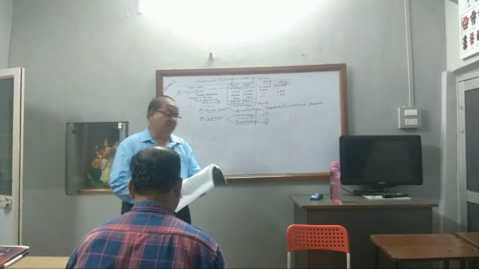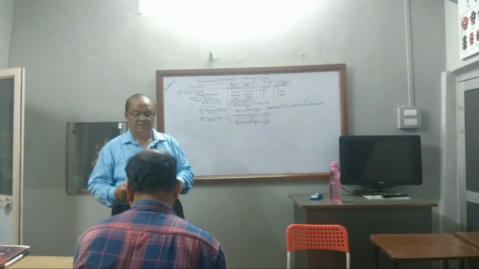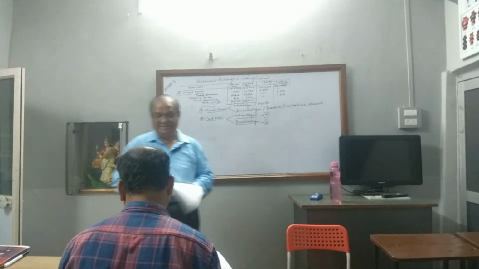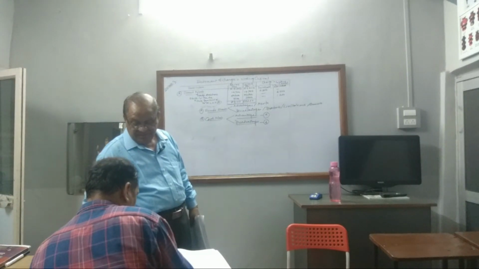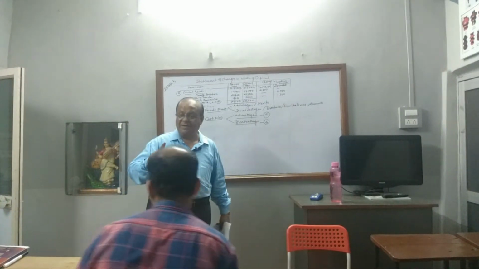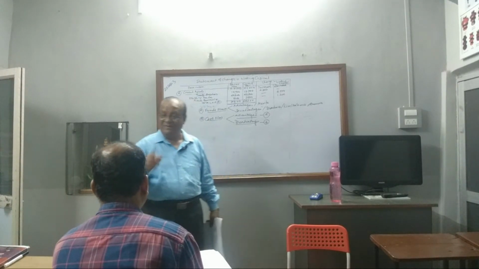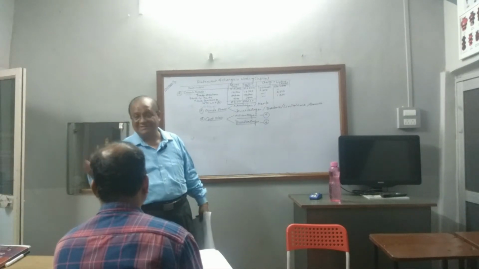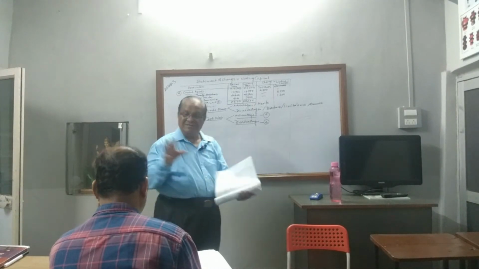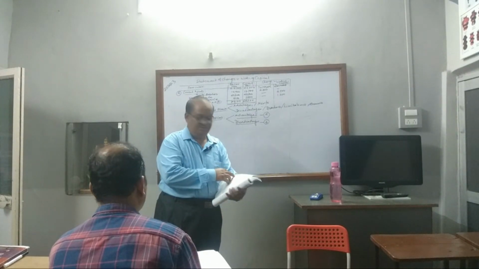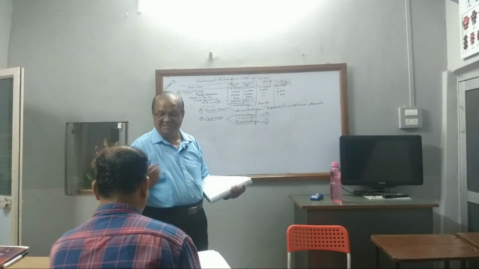Now one more problem is given to you: net cash flow from investing activities. I told you three activities. First is operating, then investing, and lastly financing. Now just see investing activities. Investing means purchase of asset, sale of asset.